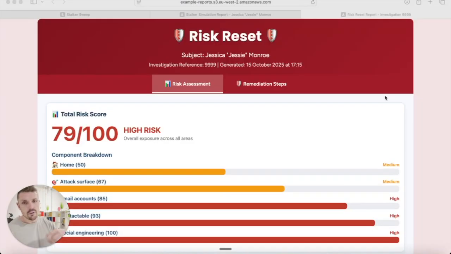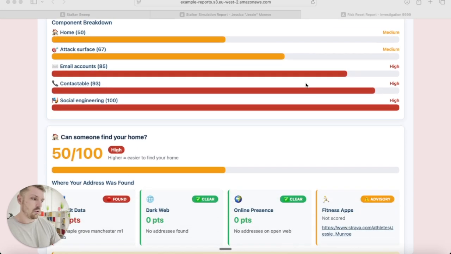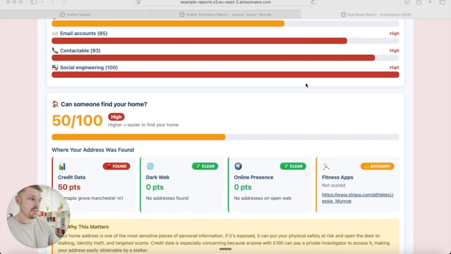This is where we use the risk reset. Similarly, the risk reset is broken down into two sections. First is the risk assessment, and that is just taking all the information that we just gathered in the Stalker simulation, and giving it a numerical value on the severity of it. There's a few different mini algorithms that we've created that go into this.